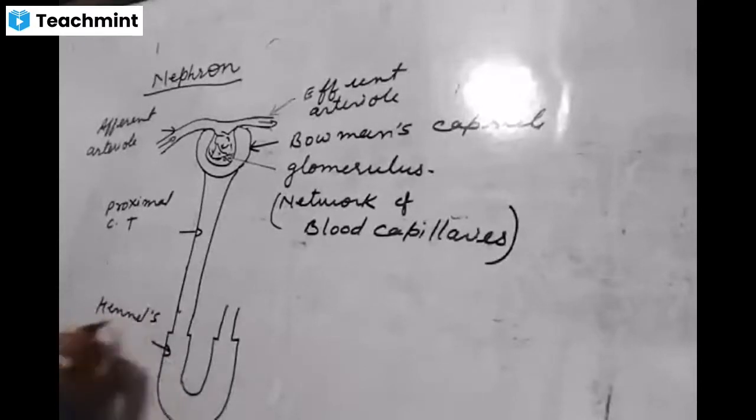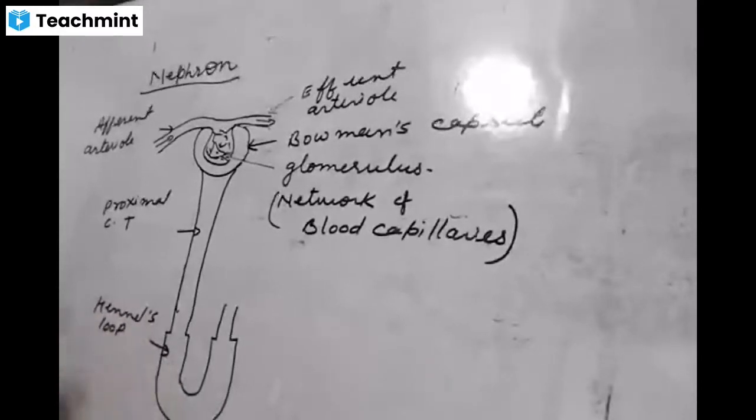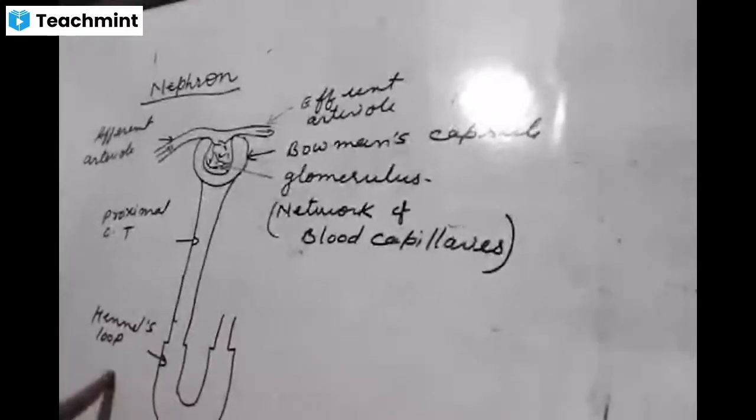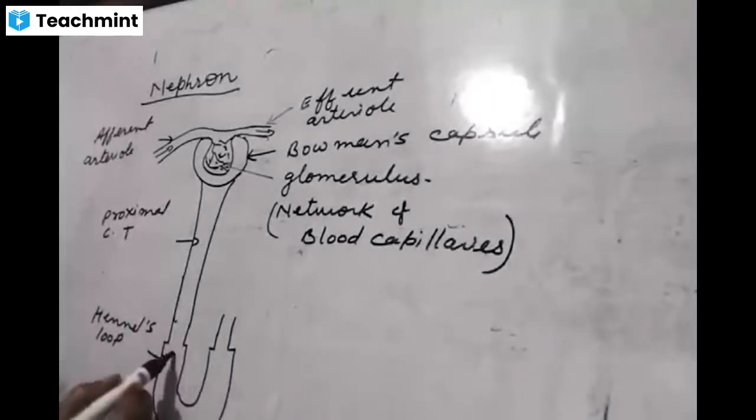Henle's loop. First of all, this loop was seen by a scientist whose name was Henle. So it is called Henle's loop, which has two parts. This part is called the descending limb, and this part is called the ascending limb.